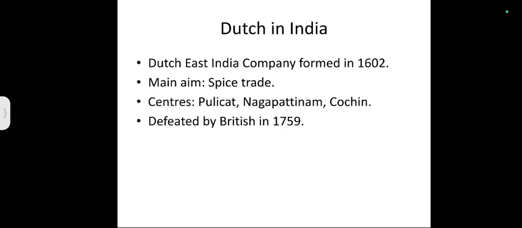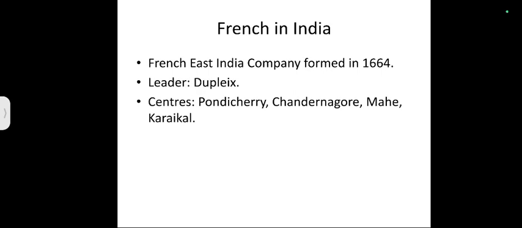Yes. Next, my dear students, we have the Dutch in India. The Dutch East India Company was formed in 1602. The main aim was spice trade, and the centers are Pulicat, Nagapattinam, Cochin. These are the main trade centers of the Dutch in India, and they were completely defeated by the British in the year 1759. And after this, the French came to India.